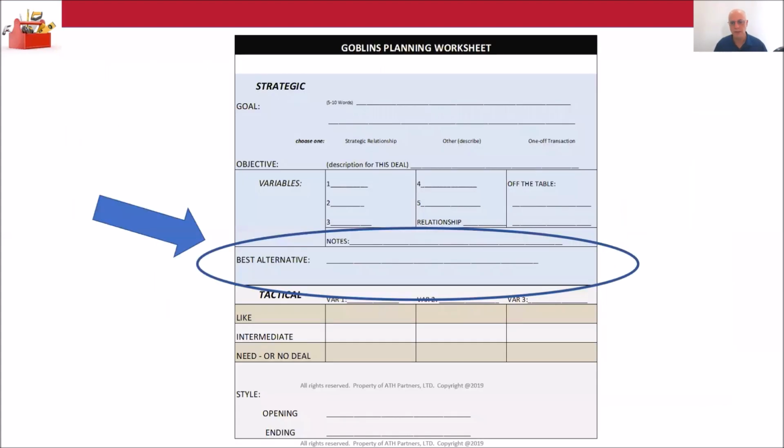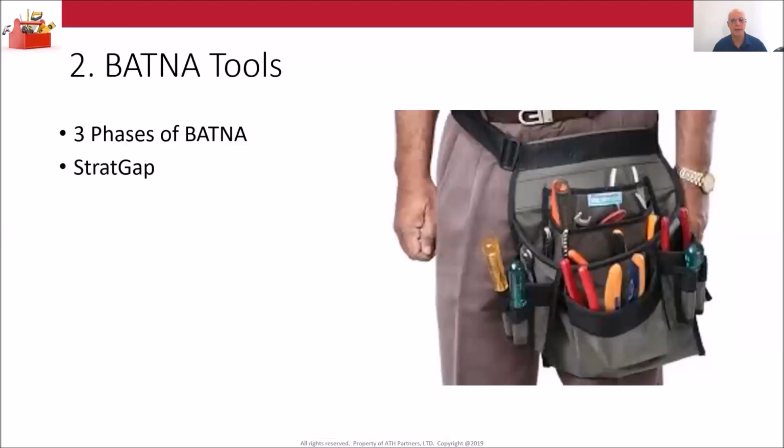All right, and there we see best alternative at the bottom of our strategic range. The BATNA tools are the 3 phases of BATNA, which we've discussed. And this also sets the near end, or the bottom end, of your strat gap. This tells you what you already have.